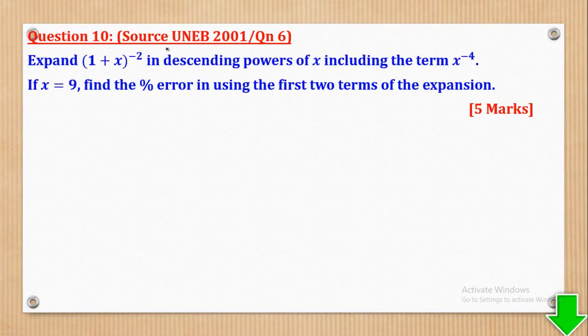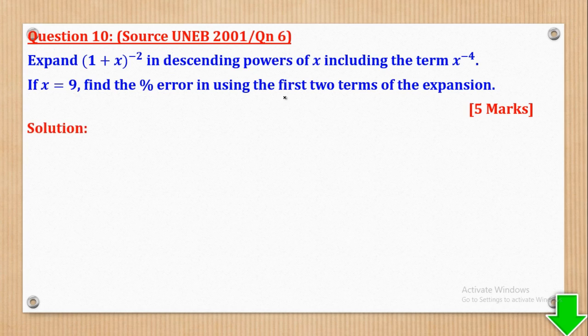Then question 10 came from UNEB 2001, paper 1, question 6, and says, expand this in descending powers. Now this question is a little unique because the questions we have been doing, we have been expanding in ascending powers. But this question wants you to expand in descending powers, including the term in x to the power negative 4. If x is equal to 9, find the percentage error in using the first two terms of the expansion.